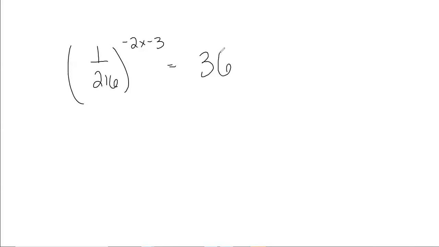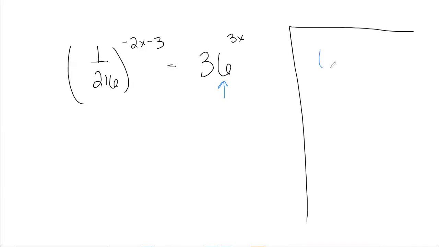I have 1 over 216 to the power negative 2x minus 3 equals 36 to the 3x. And let's do our side work. I start with whatever looks easier. The 36 looks easier. What comes to your mind exponent-wise with 36? Probably 6 squared. Yeah, that's good.